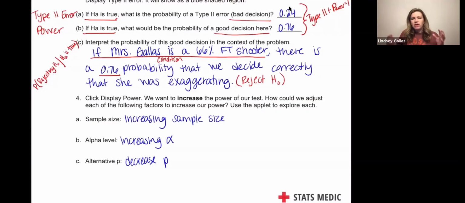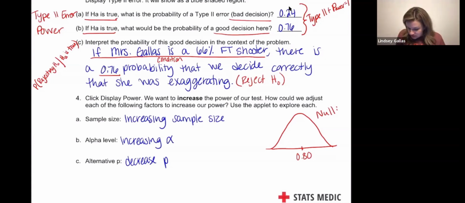So I want to take that picture in the applet and put it onto our paper. I'm going to start by drawing a normal curve, and this normal curve is going to be the normal curve for the null hypothesis. If the null hypothesis is true, we're assuming I'm an 80% free throw shooter. Now, when you're calculating power, we have to have an alternative value, and our alternative value here we said is 0.6. So I'm going to draw that second normal curve below. And 0.6 is the actual true proportion.